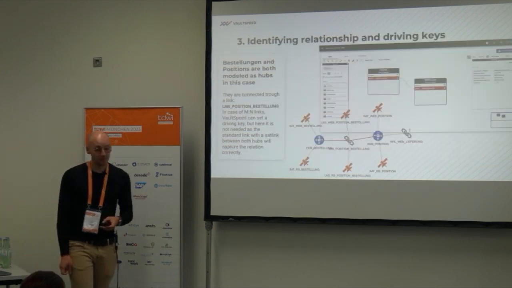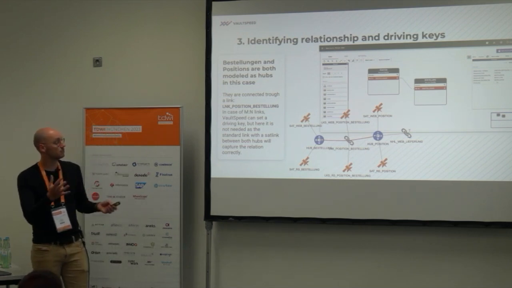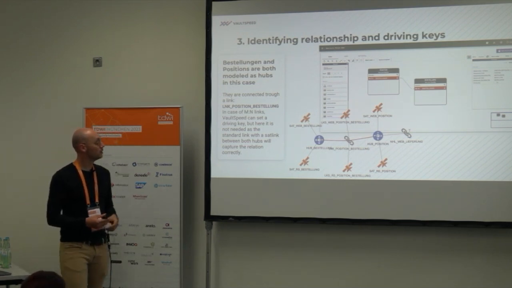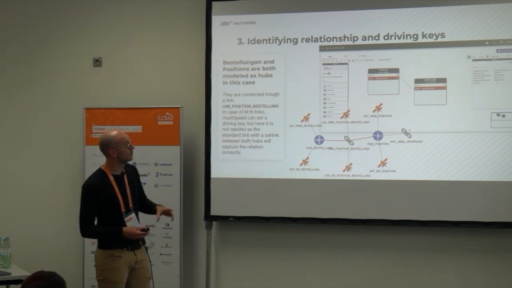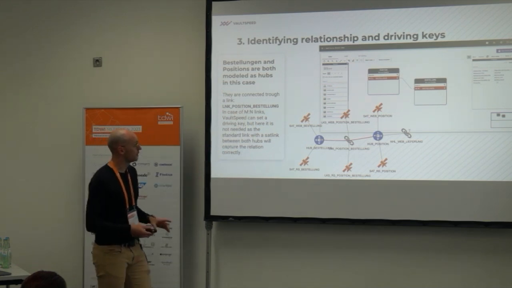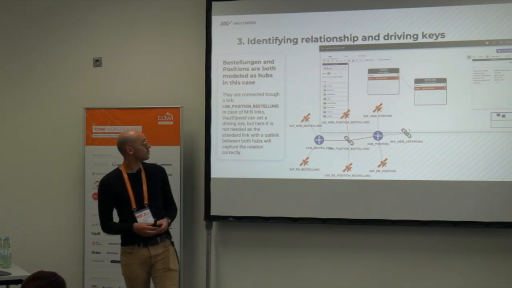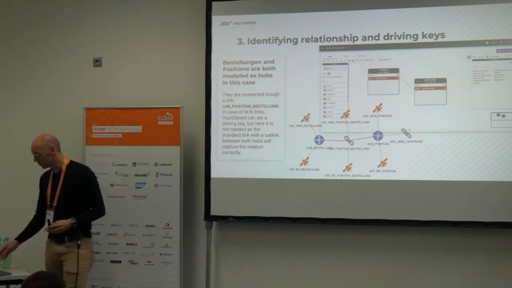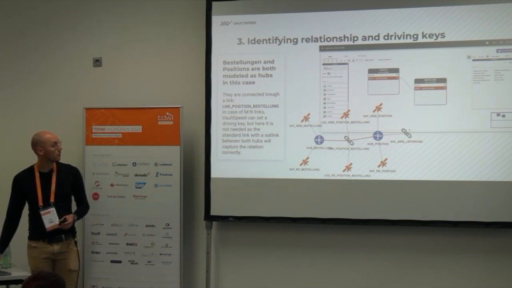Then, identifying your relationships in VaultSpeed is also quite easy. So it's basically also drag and drop. You drag the relationship using the editor, you save it, and then automatically a link is created for you. There's not that much to it. That's standard out-of-the-box support for Data Vault.